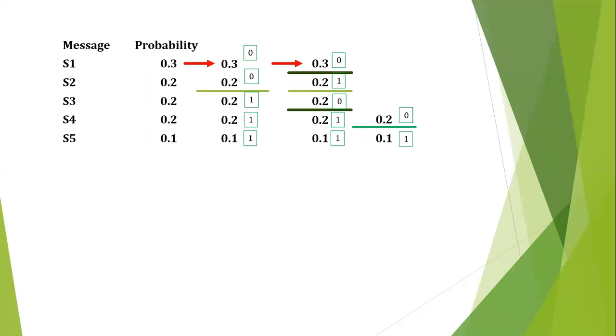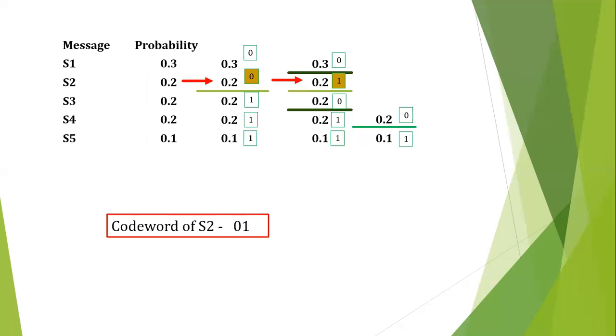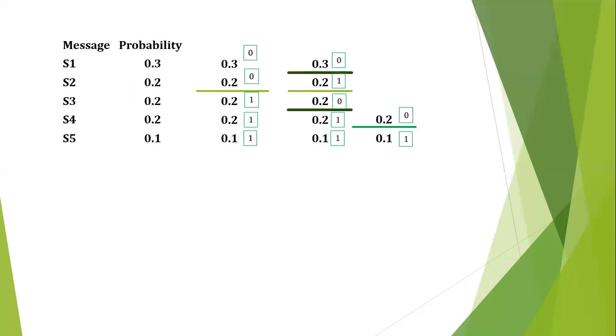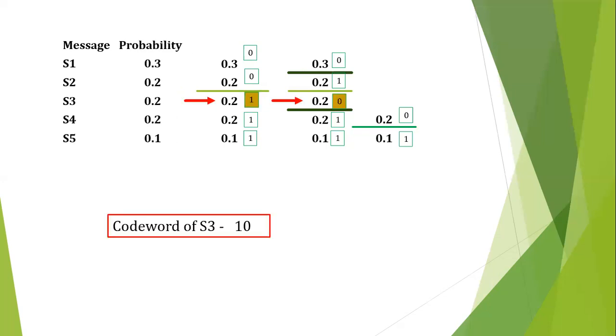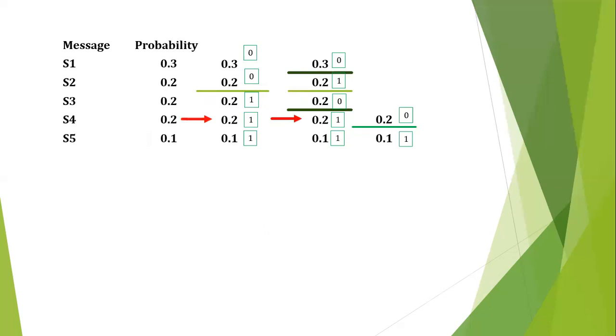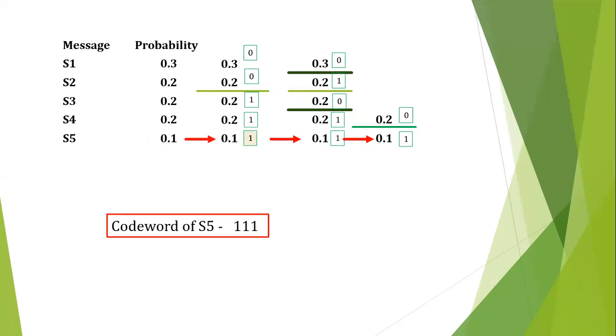Now we take the Shannon-Fano codes. For S1, the code word is 00, because S1 is 0.3. The next one, 0.2, has the code 01. The code words are read from left to right. The next 0.2 has the code 10. For S4, the code is 110. And for S5, the code is 111.